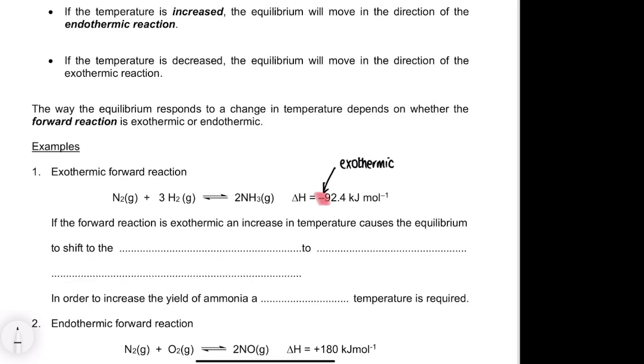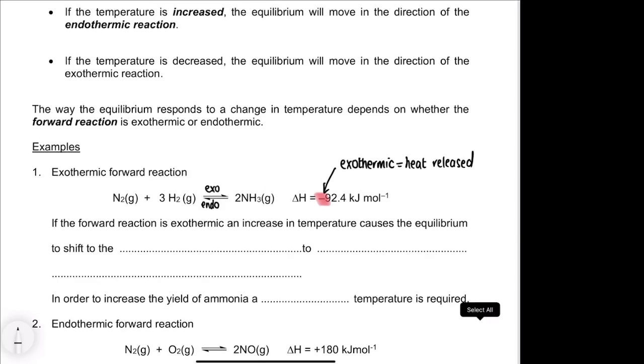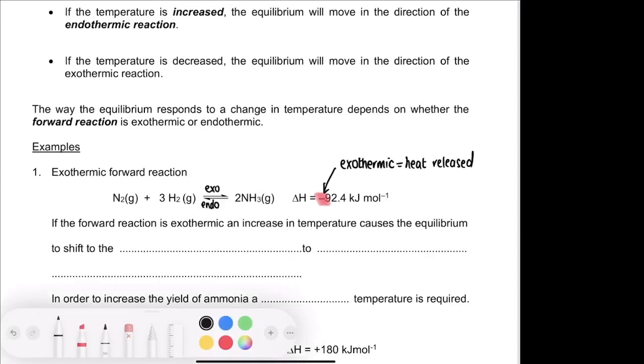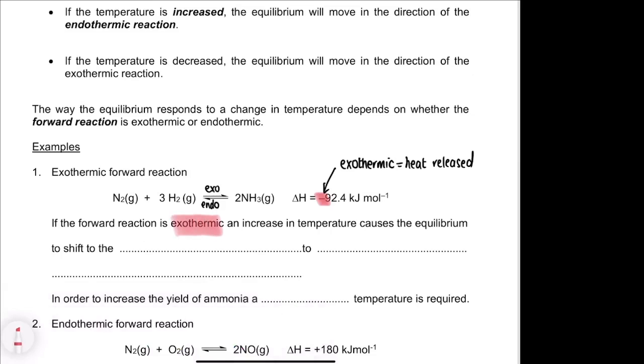And what we mean by exothermic is that heat is released. Okay, so heat energy is released from the chemicals. So it's exo going forwards, which means it's endo going backwards. It takes the heat in backwards. The enthalpy change for the reverse reaction would be plus 92.4. So in this case, the forward reaction is exothermic.